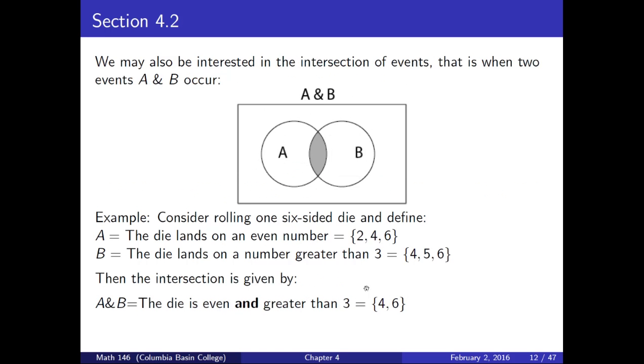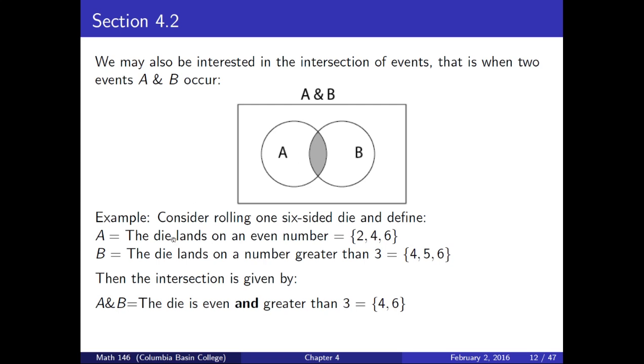We may also be interested in looking at when two events occur at the same time. Pictorially we can represent this with a Venn diagram. If I have an event A and event B, the intersection, A and B, is going to be wherever those two things occur at the same time.